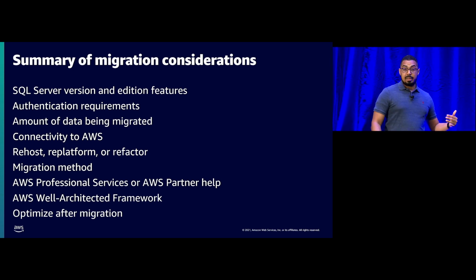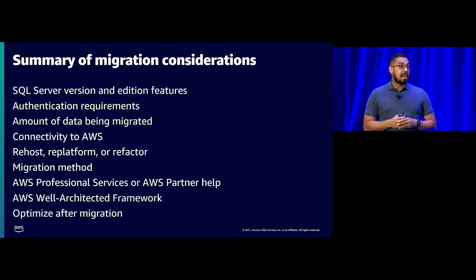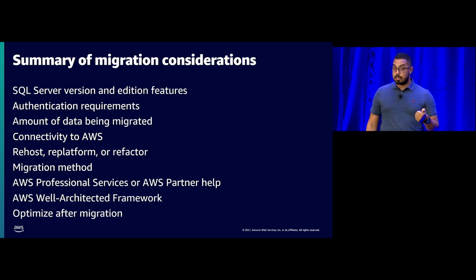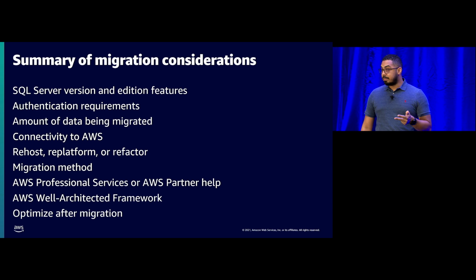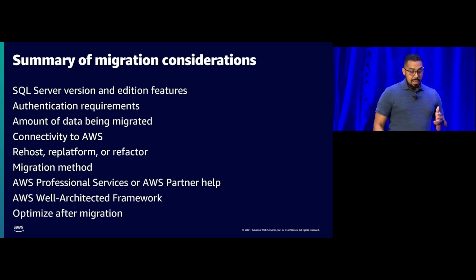Then the migration methods. So we talked about 3 today. Those are the 3 main methods that we see moving SQL databases. So just to recap, that's going to be the native SQL Server backup and restore, the ongoing SQL replication, or AWS DMS. Those are the options.